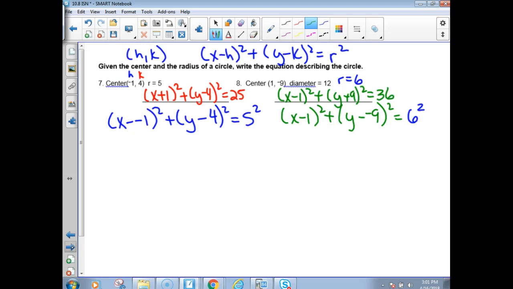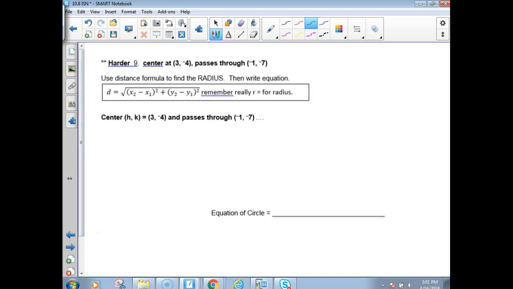Okay, of course there's got to be a little bit more to it, and this would be the harder kind. You will have one of these on your chapter test. Now we're given a point with a center and a point that it passes through, and you want to write the equation of the circle. So let me give you an idea of what's going on here. I just drew myself a little circle. It says its center is (3, -4). That's your center. Now it says there's another point on the circle. It's at (-1, -7), which might be about here.